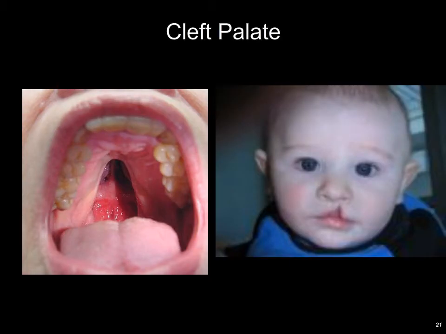So while we're on the subject of the hard palate, we should talk about some disorders that affect it, and one of these is called cleft palate. Cleft palate is caused by a lack of fusion between the palatine bones and sometimes the maxillary bones, and basically it allows a passageway from the oral cavity up into the nasal cavity. And think about why this might be a problem.